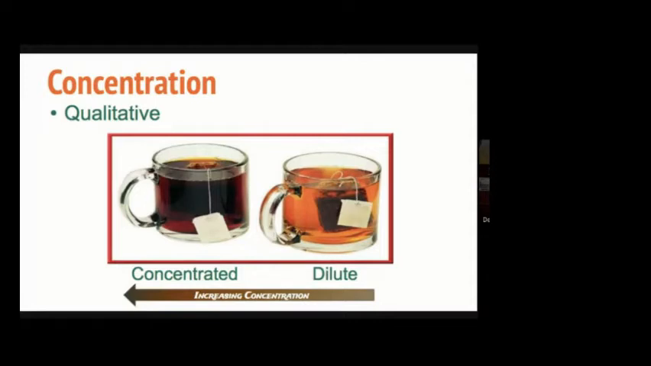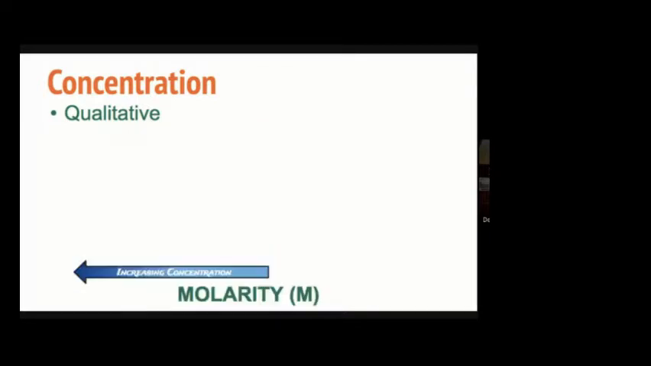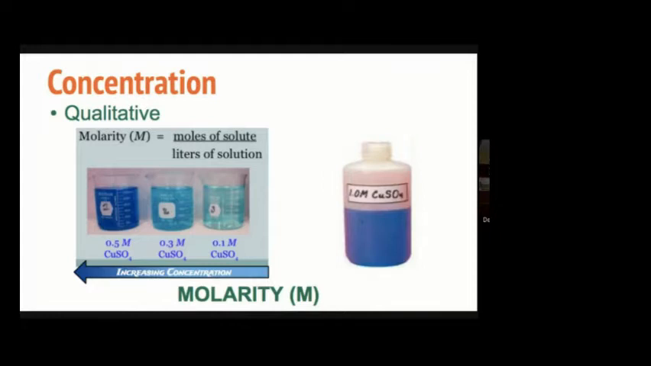Other ways to measure or to describe concentration is to actually measure it or to describe it quantitatively. And in chemistry, we do that using molarity. If you've gone to the grocery store and you have purchased vinegar, for example, on the label, it will say that the vinegar is 5% vinegar or acetic acid, and the other 95% of it is water. So percentage is another way that you often see, especially in commercial products, concentration measured. But in chemistry, it's molarity.